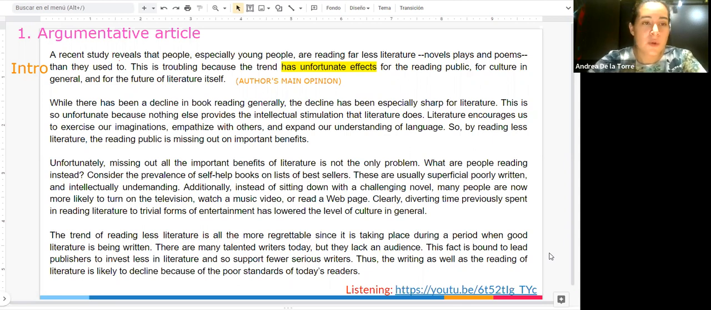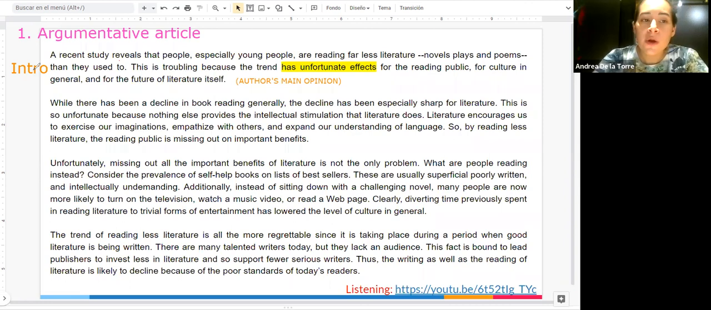Yes? Okay. So in these argumentative articles, in the introduction, that is the first paragraph, you will always have the author's main opinion, and your job is to find out. In this case, the author's opinion is that the fact that people are reading less literature has unfortunate effects. Is that okay? Are we good so far? Any questions about that part?